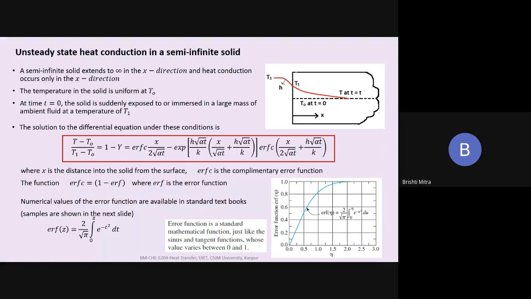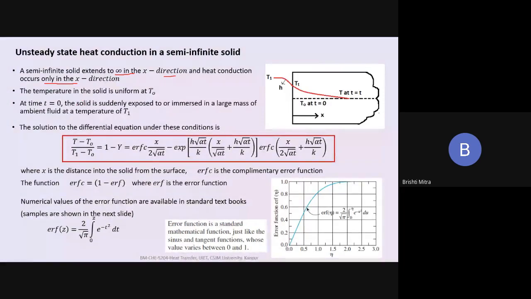And there is a proper end on this side and this side. This side is fixed, but in the x direction, the length of the solid is infinite. So this is called a semi-infinite solid. A semi-infinite solid extends to infinity in the x direction, and heat conduction occurs only in the x direction. We are not going to consider heat conduction either in the y or the z direction. Only in the x direction, which is the infinite distance.